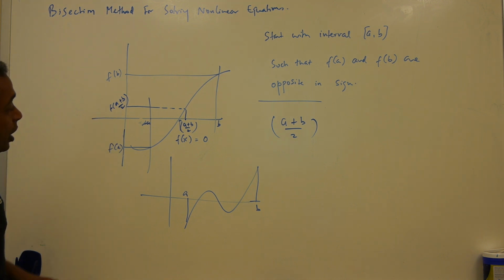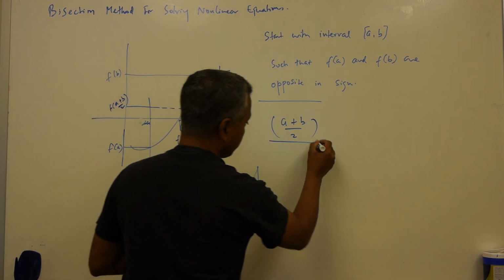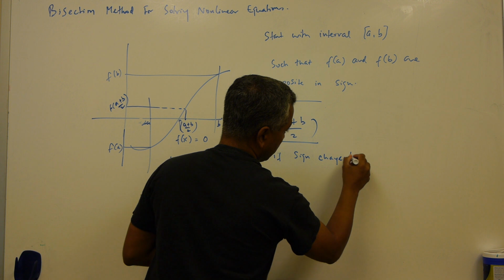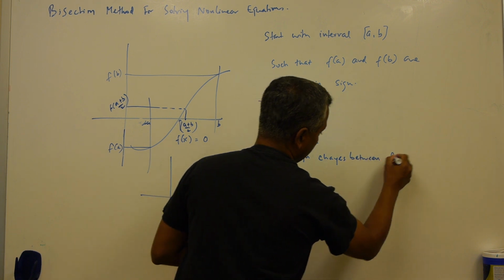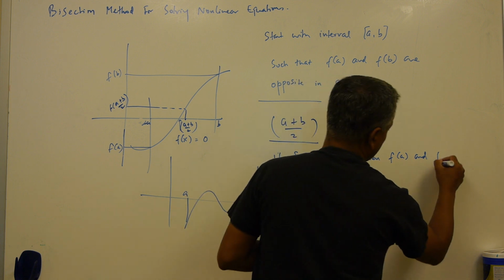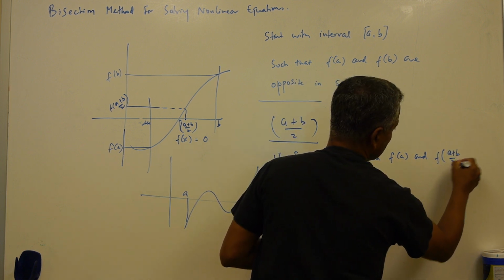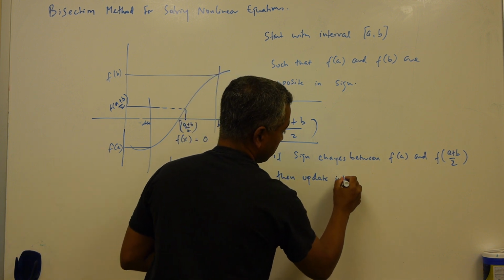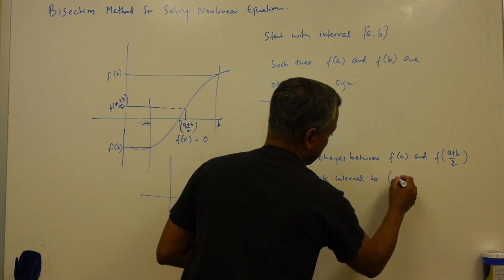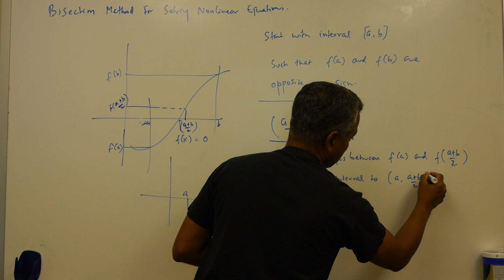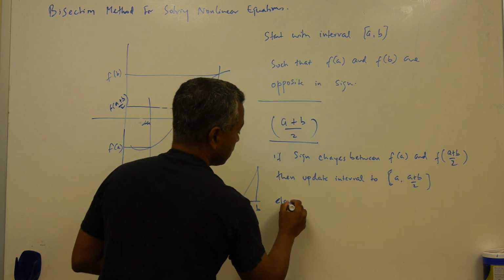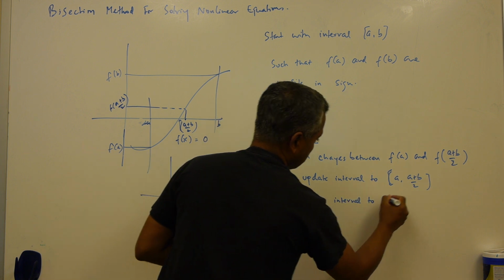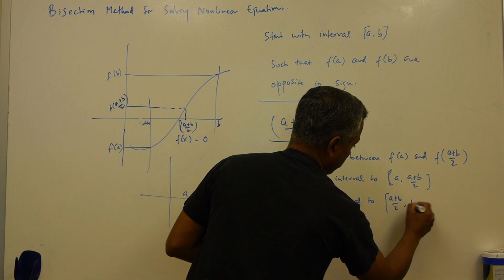So all I have to do now is update my interval. Specifically, if the sign changes between f(a) and f((a+b)/2), then update the interval to [a, (a+b)/2], else update the interval to [(a+b)/2, b].